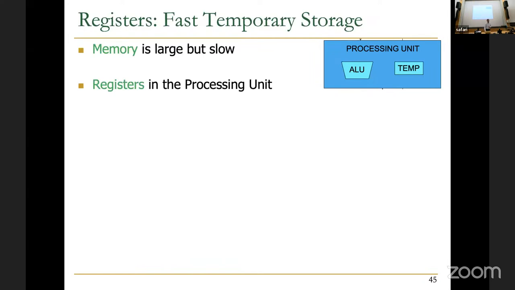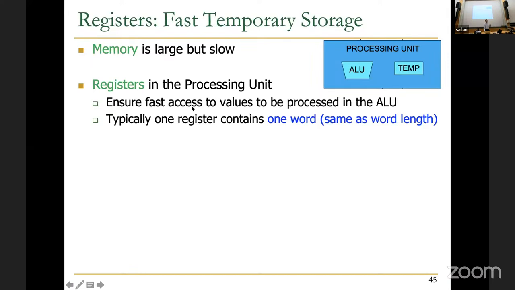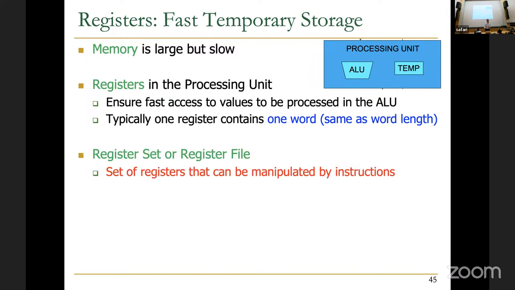Memory is large but slow. However, registers in the processing units are small. You don't have that many, basically. They ensure fast access to values to be processed in the ALU. That's the purpose. Typically, one register contains one word, same as the word length. This makes sense because the ALU is operating on the word length, the maximum number of bits that the ALU can operate on. And the register set or register file is a set of registers that can be manipulated by instructions.